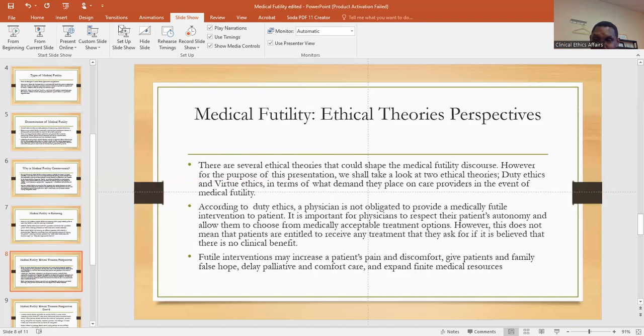It is important for physicians to respect their patients' autonomy and allow them to choose from medically accepted treatment options. However, this does not mean that the patients are entitled to receive any treatment that they ask for if it is believed that there is no clinical benefit. Futile intervention may increase a patient's pain and discomfort, give patients and family members false hope, delay palliative and comfort care, and expend medical resources infinitely.